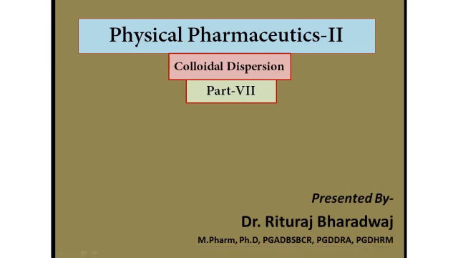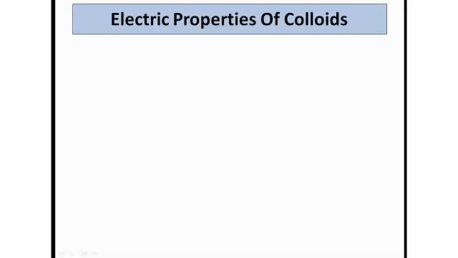Hello everyone. So we are going to start part 7 of colloidal dispersion. In this part we are going to discuss the electric properties of the colloidal particles. So without wasting any time, let's start. So the electric properties of colloids, if somebody makes a discussion.